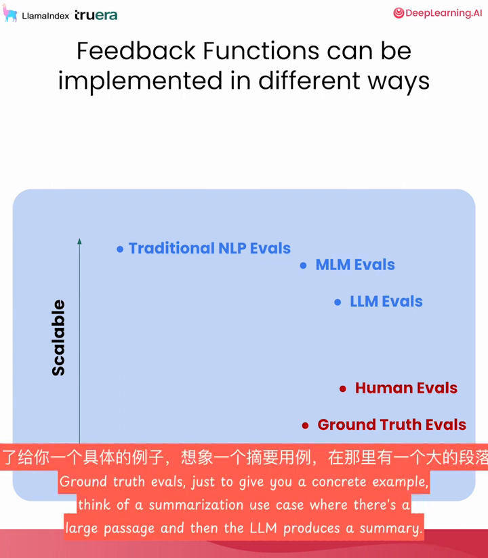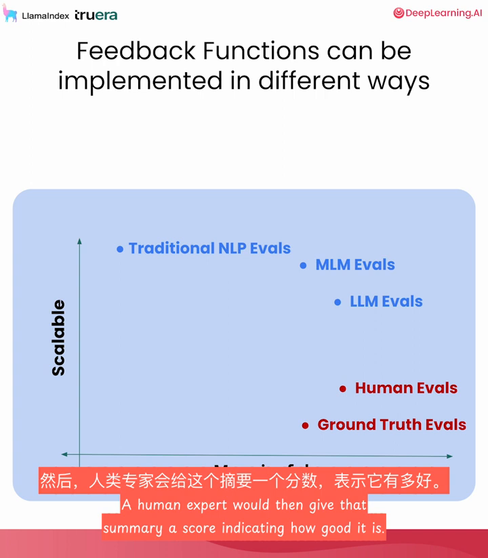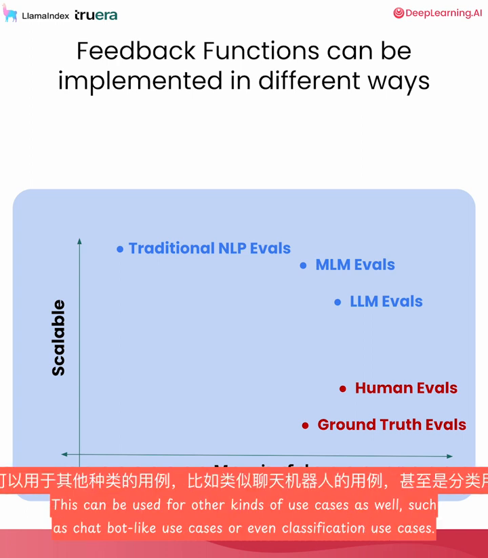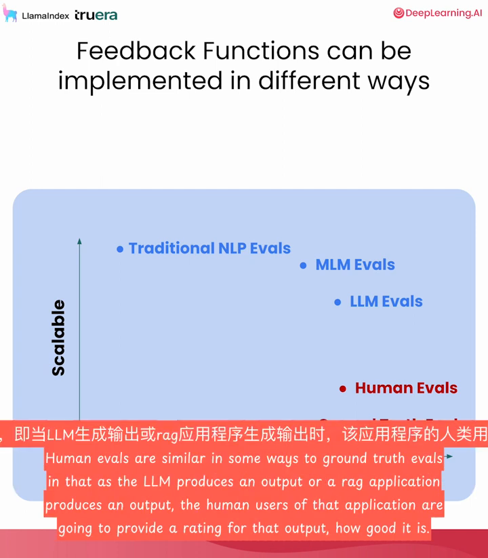Ground truth evals, just to give you a concrete example, think of a summarization use case where there's a large passage and then the LLM produces a summary. A human expert would then give that summary a score indicating how good it is. This can be used for other kinds of use cases as well, such as chatbot-like use cases or even classification use cases.